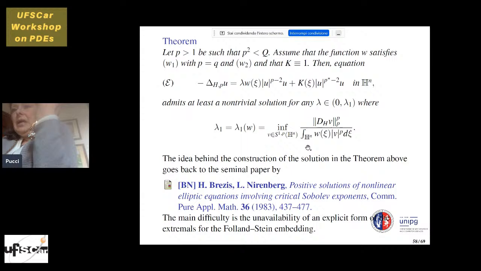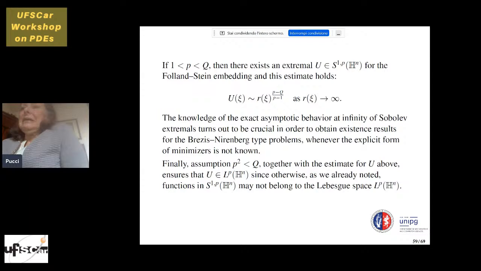Okay, the theorem goes back to this seminal paper, and the proof must be adapted, and we have to use this extremal of the Folland-Stein embedding, which is given in this form asymptotically, when the Korányi norm approaches infinity. And what is important, in fact, here is that the request that p squared is strictly less than capital Q gives that this extremal capital U is in L^p of H^N, which is a very important fact.